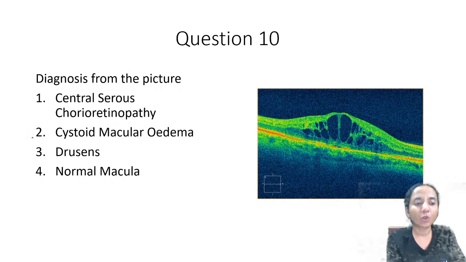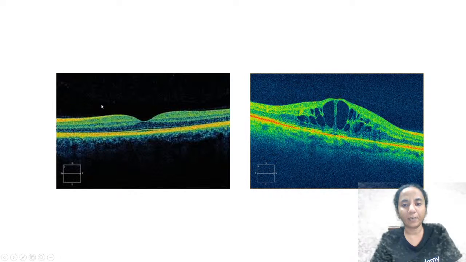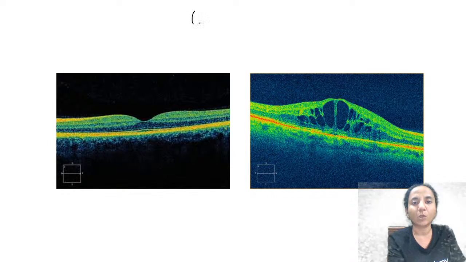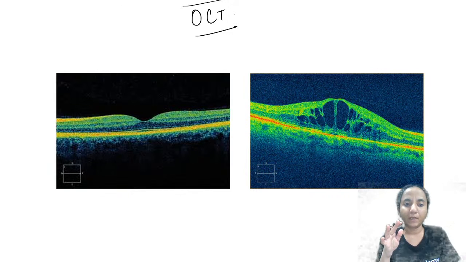Correct. This is cystoid macular edema. So what is this investigation? This is an OCT, that is optical coherence tomography. It is basically a light-based scan of the posterior segment.